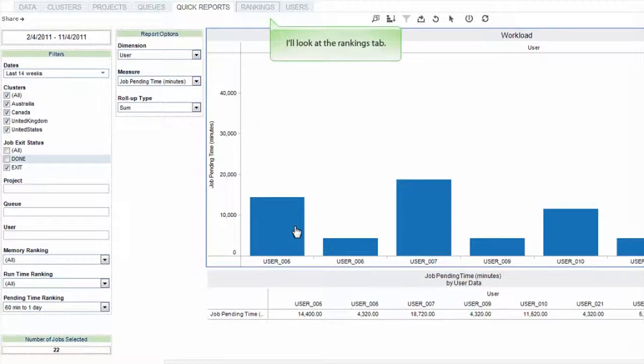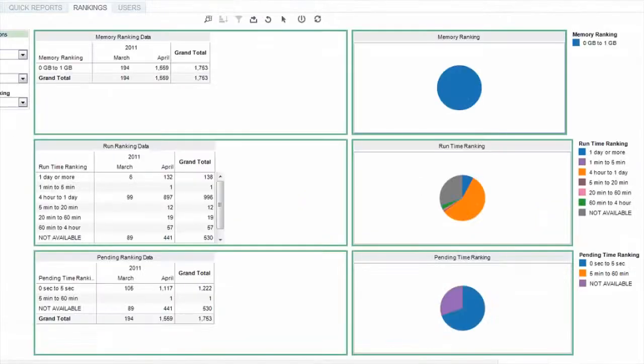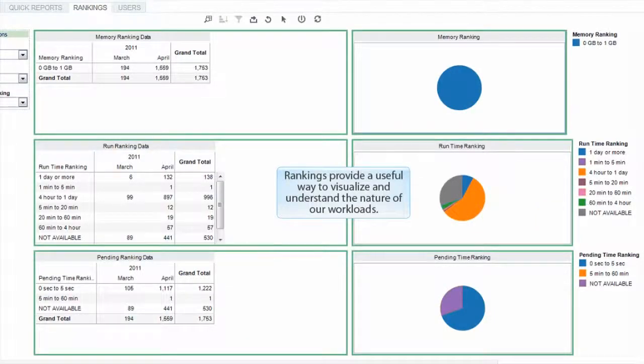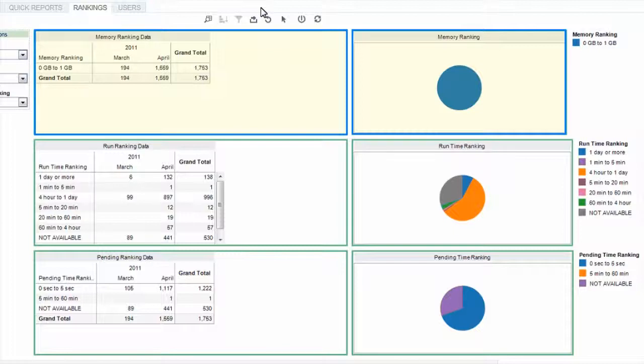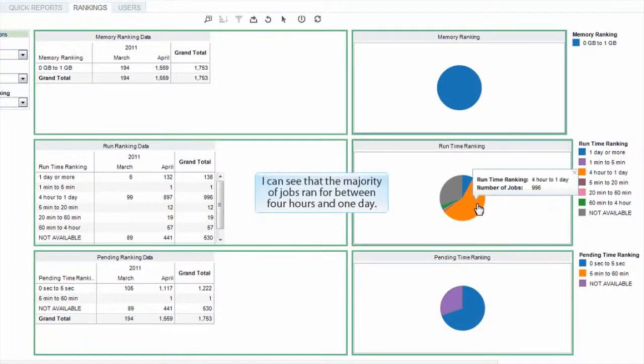I'll look at the Rankings tab. Rankings provide another useful way to visualize and understand the nature of our workloads. In this view, I'm looking at jobs that have run in March and April on the US cluster. I see jobs broken down by how much memory they've used, how long they ran, and how long they took to be scheduled. The information is provided in both tabular and graphical form.